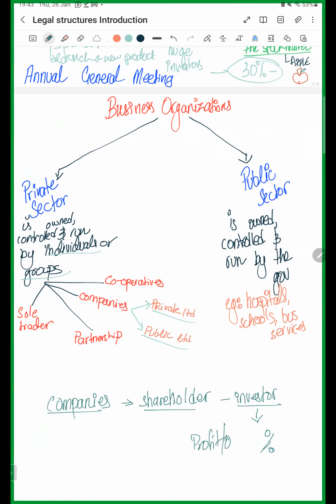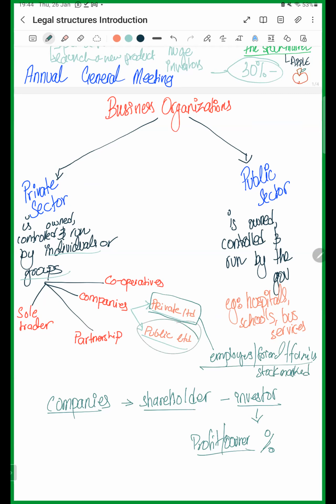So in a private limited company, you cannot sell your shares in the market. You can't promote your shares in the market. You can only sell them to your employees, people you know, your friends, your family. You can't advertise or promote your shares in the stock market. But a public limited company can do that. They can sell and promote in the stock market. For example, Apple, Microsoft.